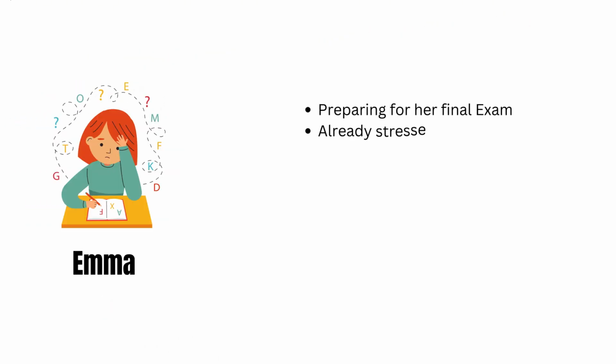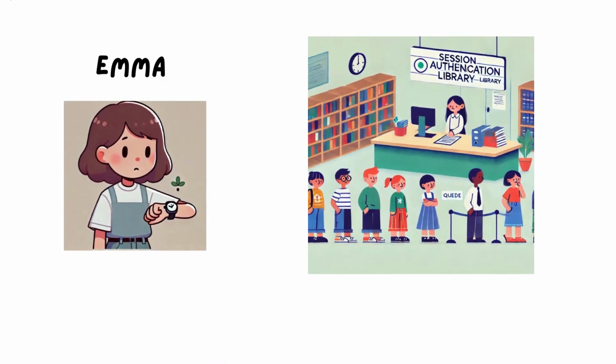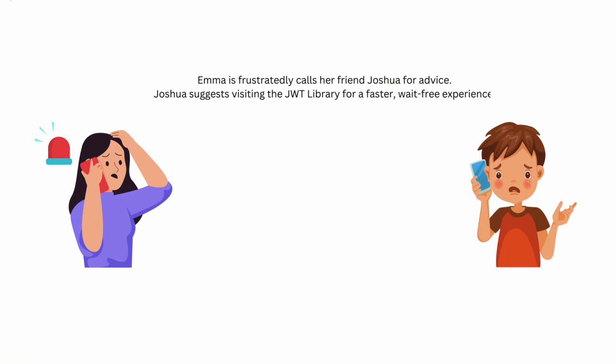Meet Emma. She's preparing for her final exam and needs to borrow a book from the library. But when Emma arrives, she sees a long queue. Everyone has to wait for the librarian to find their records before they can check out a book. This process takes forever, and Emma feels frustrated. She calls her friend Joshua and asks, "How will I prepare for my exam with such a long wait?"